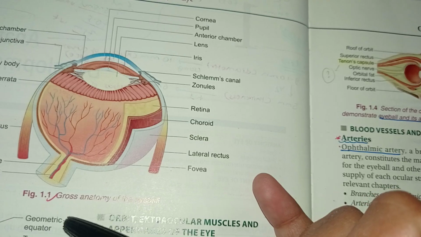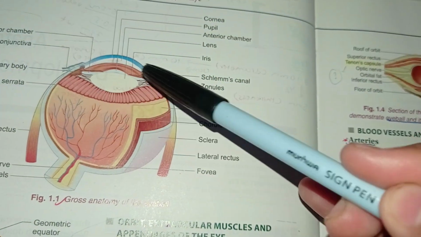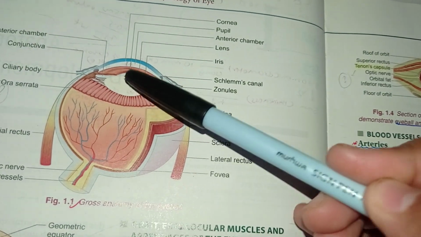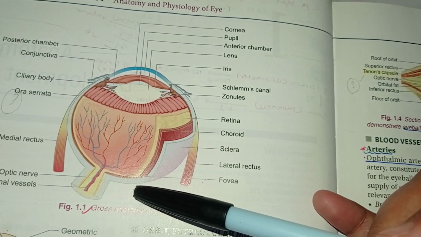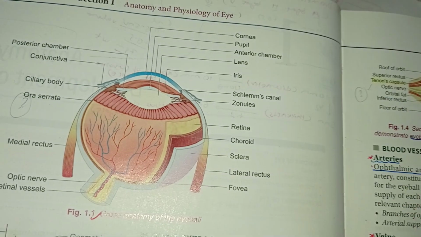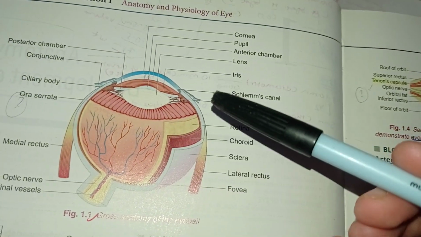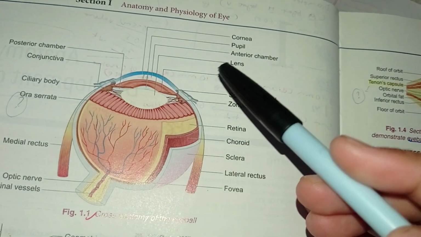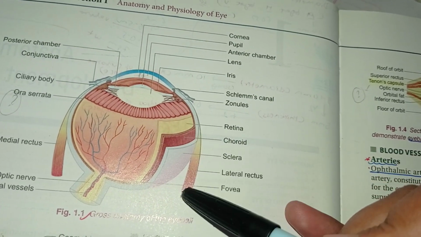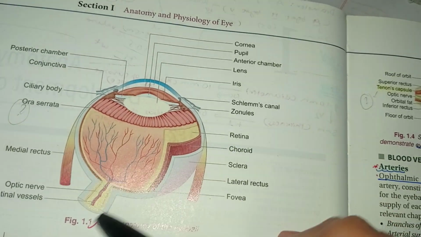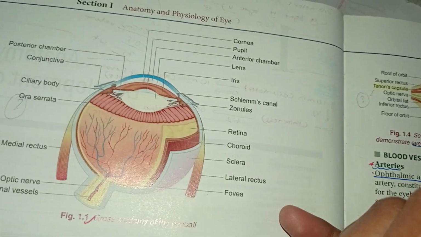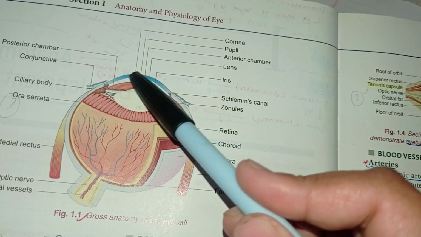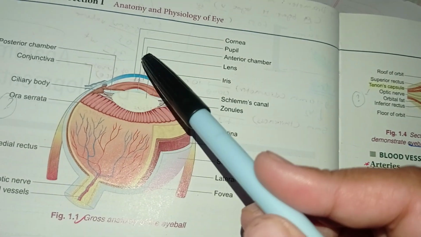The structures anterior to the lens are known as the anterior segment, while the structures posterior to the lens are called the posterior segment. So in the anterior segment we have these structures, and in the posterior segment we have the retina, choroid, and optic disc. And now about the anterior segment, we have two chambers, the anterior chamber and the posterior chamber.